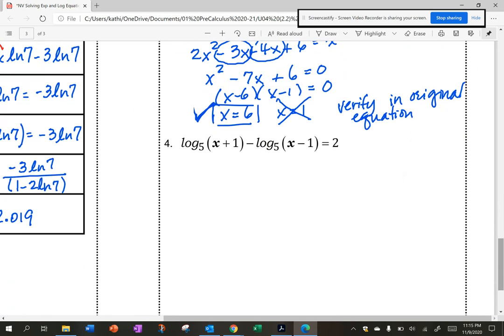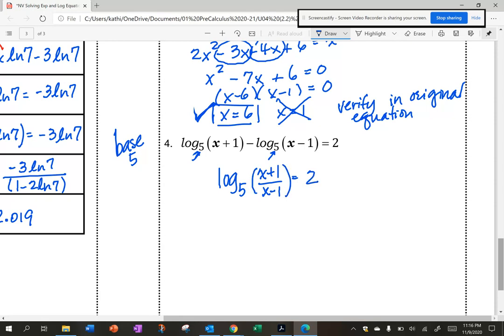All right, let's try one more. Okay, so this one, my base, I'm always interested in what's the base. So on this one, my base is 5, and I see that here and here. So this time I'm seeing I'm expanded, and I'm subtracting. So when I condense it, I know I'm going to be dividing. So this is going to be log base 5 of (x plus 1) divided by (x minus 1), and that equals 2.